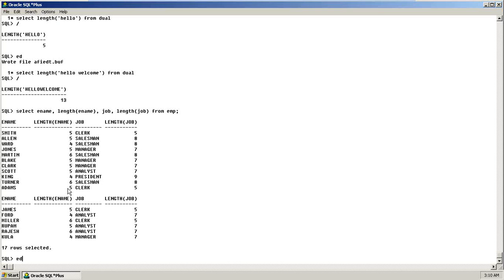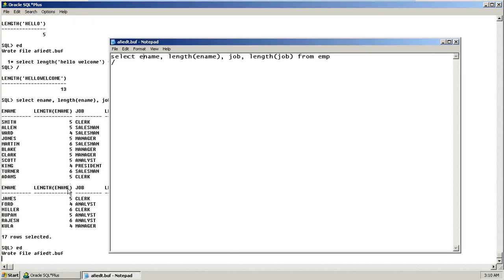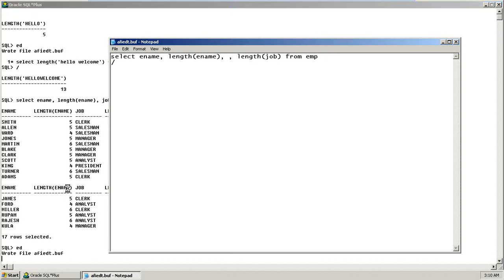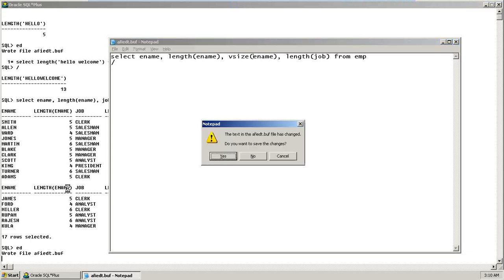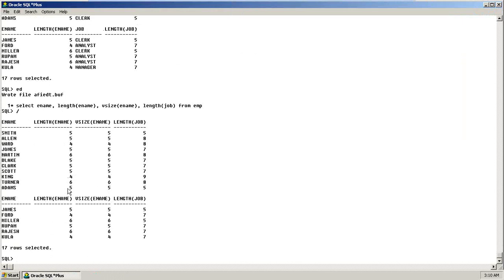See, length of ename. Then again I am giving vsize of ename, but absolutely the same, because as far as the character data type is concerned, one character occupies 1 byte. That's why those are absolutely the same.